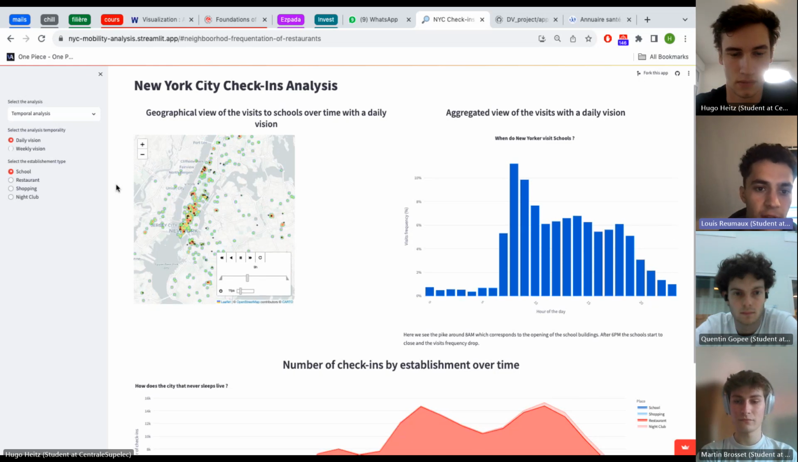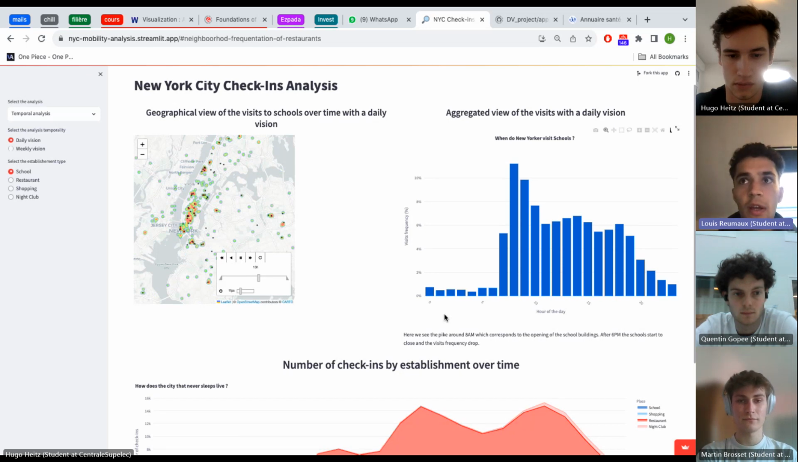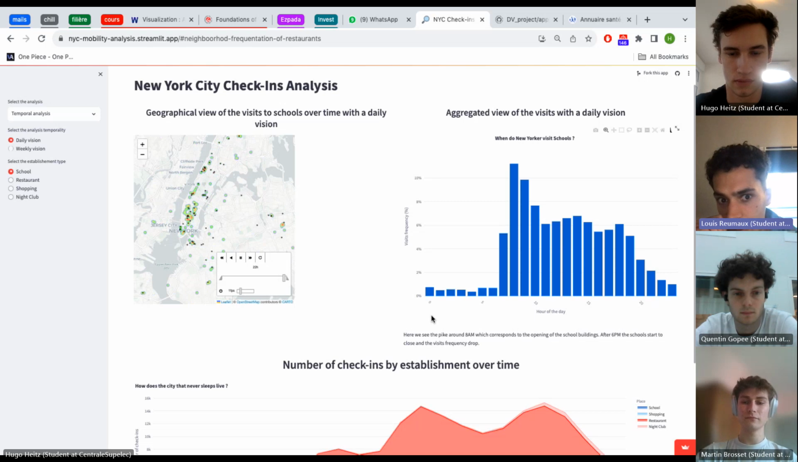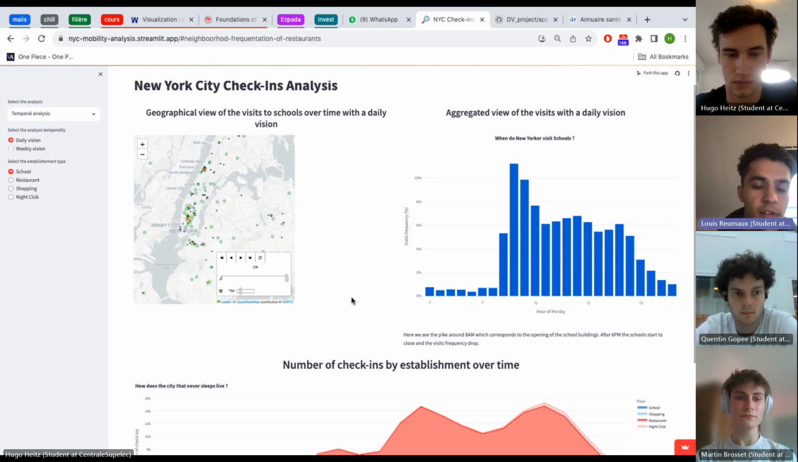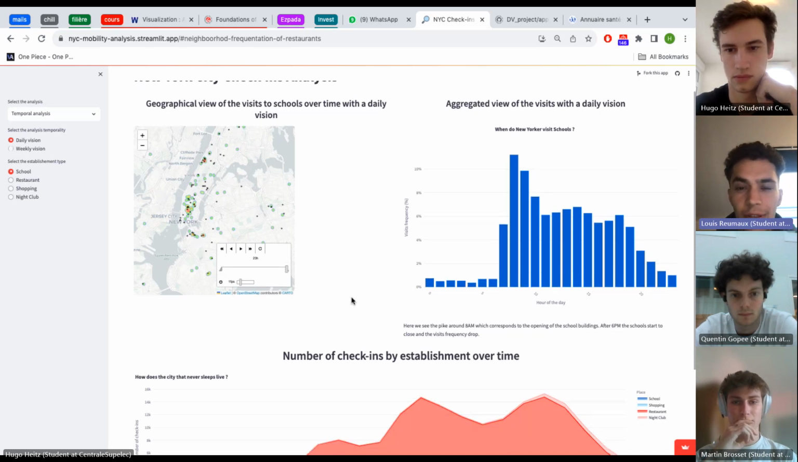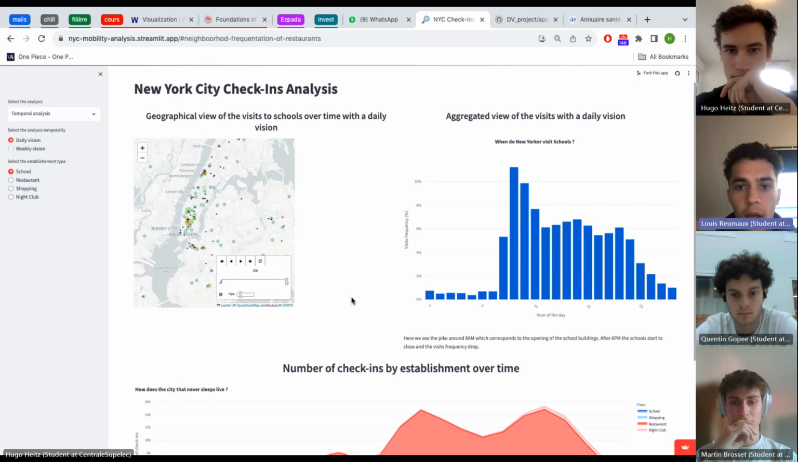the hours labeled in the bottom right corner. So for instance, if it's written 10 hours, it means that all the dots on the heat map are check-ins that happened between 10 and 11 hours, 11 excluded. And yes, here we also have black dots that represent universities and colleges in New York for this establishment type. And then on the right, we have an aggregated view of the visits with daily vision.